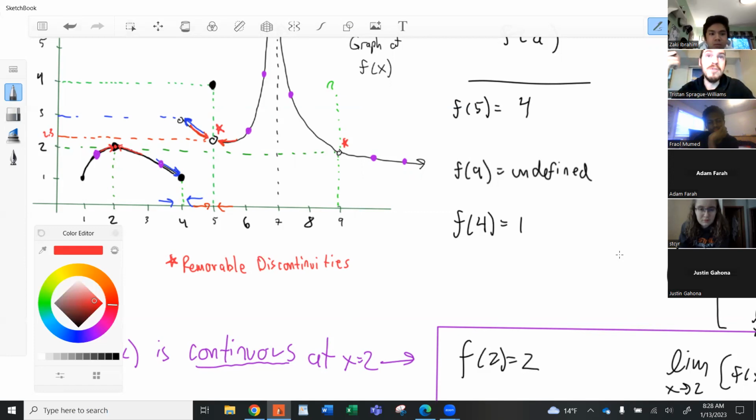The reason it's called removable is because you could just redefine how the function works so that you make it continuous. We could say, you know what, this is dumb. Why is the function defined to equal 4 at that point? Let's fix it. Let's remove that discontinuity and redefine it like that.